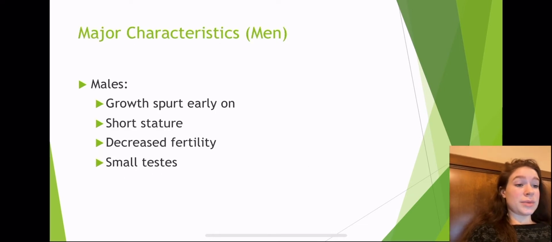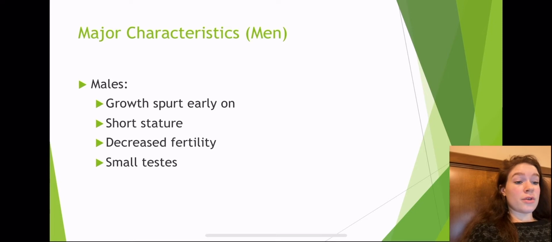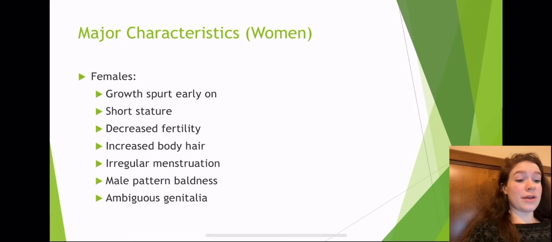I decided to split up the characteristics into men and women. For men, one major characteristic is they have growth spurts that are early in life. However, their overall height tends to be shorter than their other family members. Also, there's a good chance that men with this type will experience a decrease in fertility. In addition, they will have small testes.